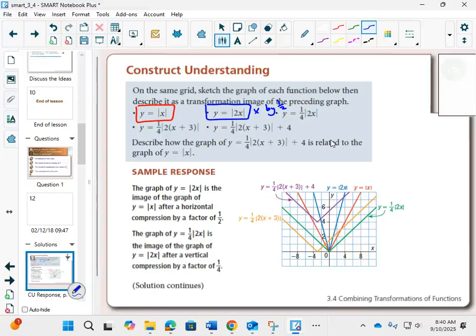Then, color coding wise, we went next to green. This one is the green one. And now your x has been multiplied by a half and your y by a quarter. So it squished it horizontally first and then squished it vertically, which I guess because the vertical squish was more, ended up with the green graph.